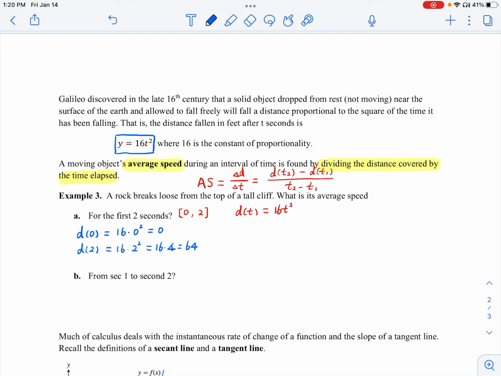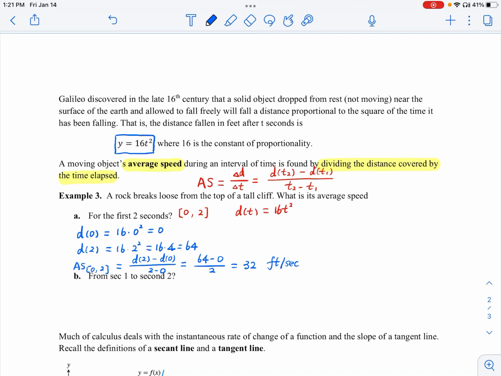In this case, the average rate of change or average speed on the interval 0 to 2 should be distance at time 2 minus distance at time 1 divided by the difference in time. 64 minus 0 divided by 2, so it's 32. Here it should be 32 feet per second. That's the unit.